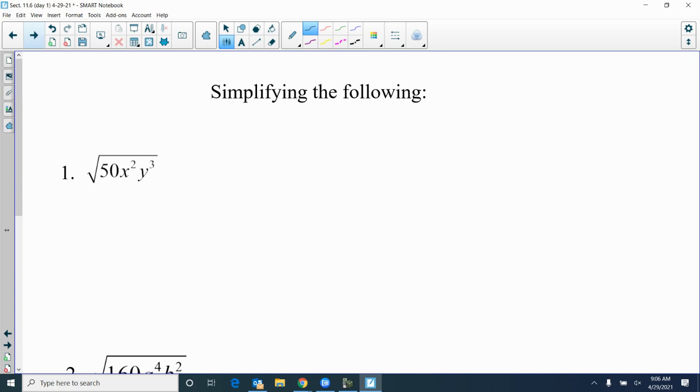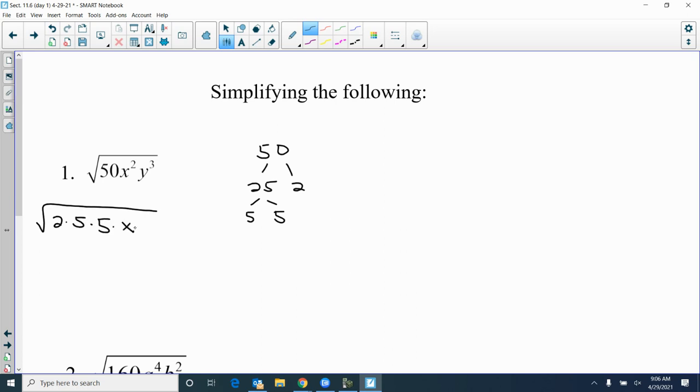Okay, now let's merge everything. We're going to throw a number in there, and you're going to throw some variables. 50. Now, if you're getting good, you think of a perfect square that goes into 50. 25. Okay, I'm still going to do a factor tree, but if you got that, so think about how it's going to look. So 50, I got to do a factor tree on that. I'm going to do 25 times 2. 25 becomes 5 times 5. So now I got a 2, I got a 5, I got a 5.